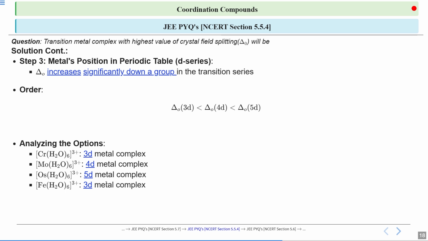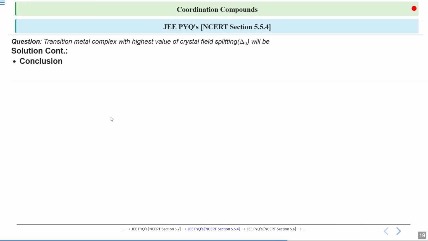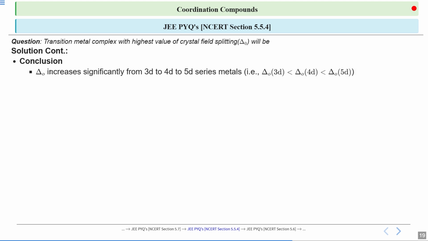We have known that crystal field splitting will increase when you go down a group in the transition series. What does it mean? That the complex which has a 5d metal in it is going to have the highest value of crystal field splitting, right? So the conclusion is that delta naught increases significantly from 3d series to 4d series to 5d series metals. That means the highest will be observed in octahedral complexes of the 5d series metals, then 4d series metals, and then 3d series metals.